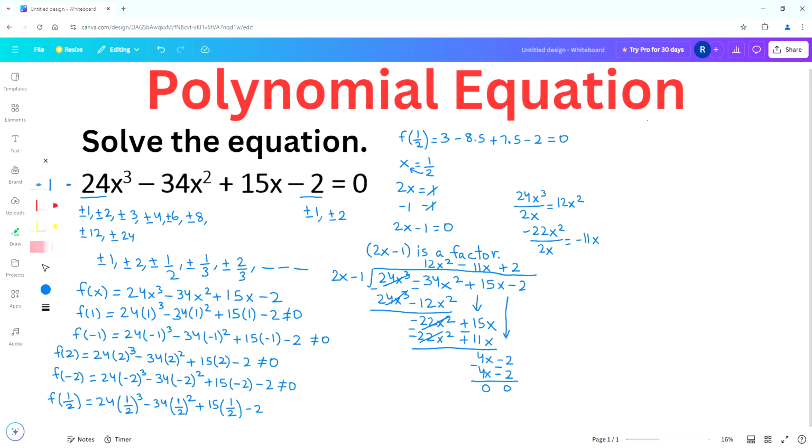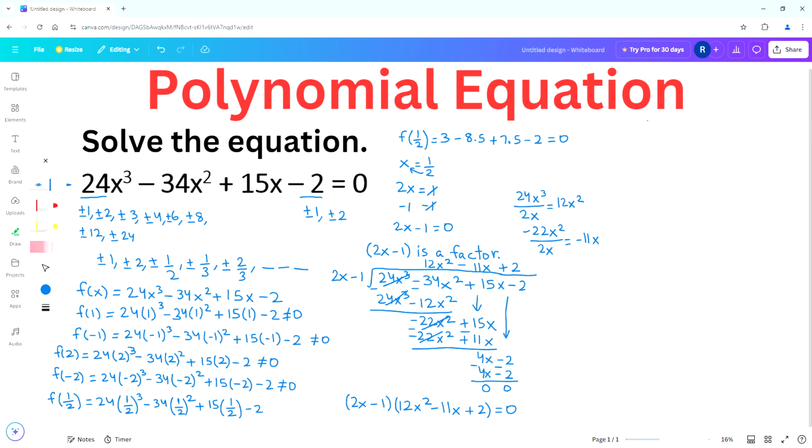So we can rewrite the given equation as we start with the first factor 2x minus 1. Next we write the quotient. Next we have to factor the quadratic polynomial in the second parentheses. This is a complex trinomial, so we have to use the decomposition method or crisscross method. In this video, I'll use the decomposition method.